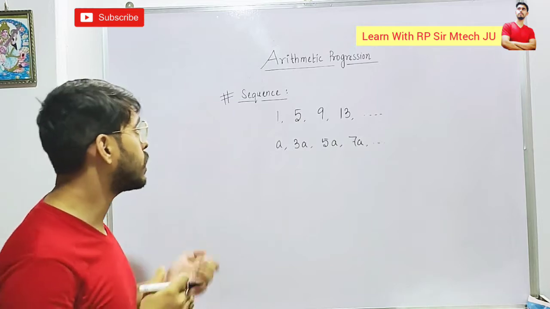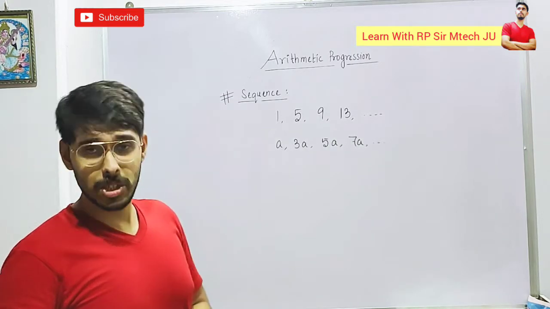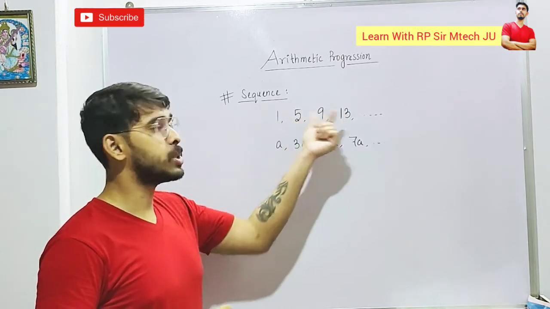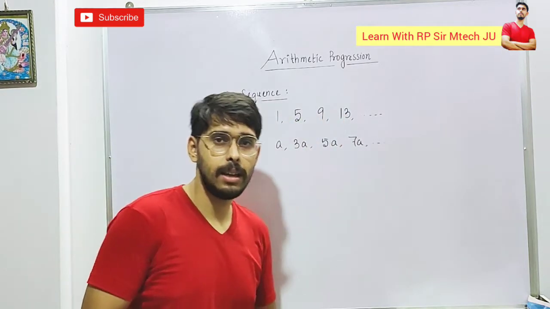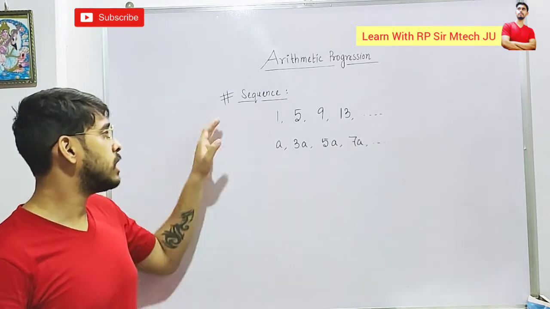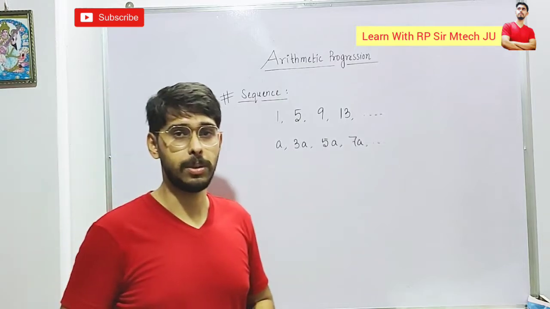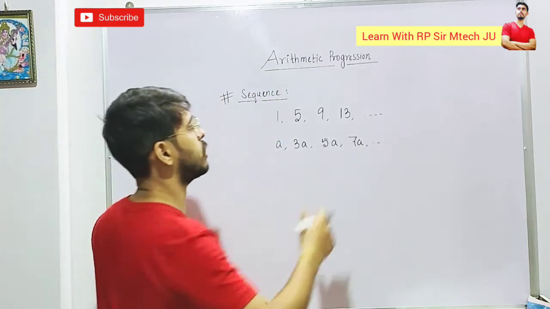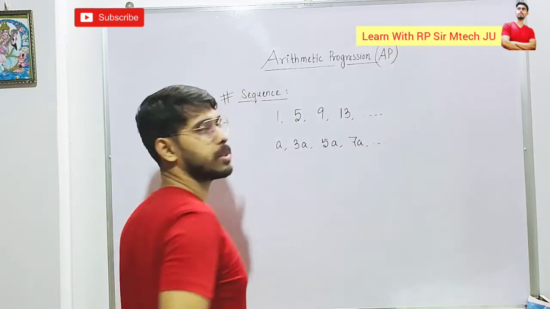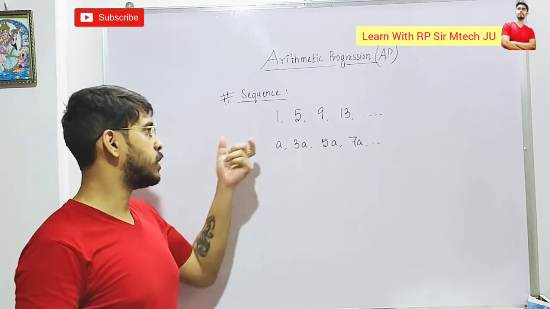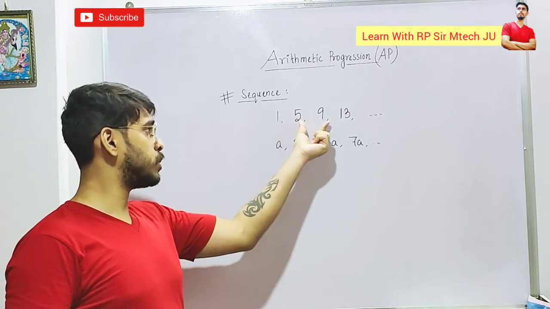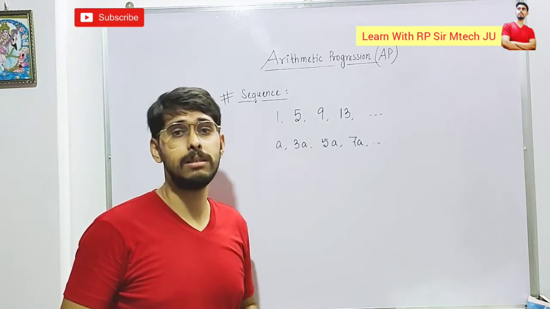Now what is AP? AP is such a kind of sequence where the difference between every two numbers will be the same. So this is actually a representation of an AP, or the arithmetic progression. In short, this is known as AP. So AP is nothing but the arithmetic progression, a sequence represented in such a manner that the difference between every two numbers will be the same.